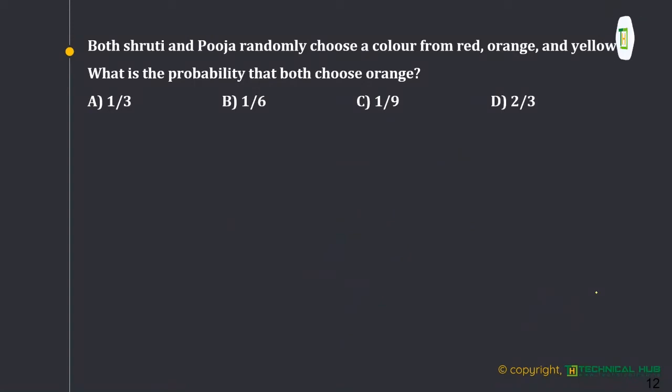Okay. So both Shruti and Pooja randomly choose a color from red, orange, and yellow. What is the probability that both choose orange? Okay. Shruti has to choose a color and Pooja has to choose a color. Okay. So there are 3 colors. Out of 3 colors, they have to pick an orange color. Means the probability of picking an orange color is 1 by 3 for Shruti, and the same way the probability of picking the orange color for Pooja is also 1 by 3.